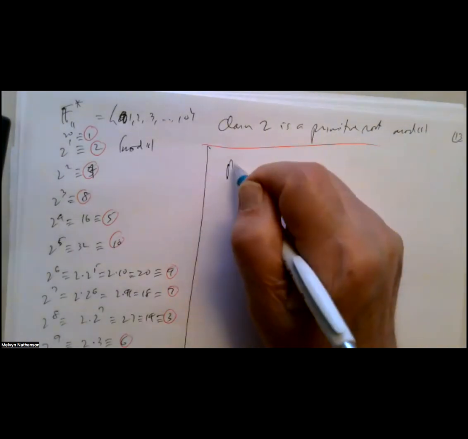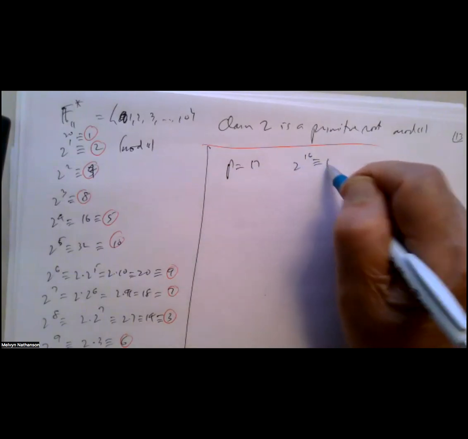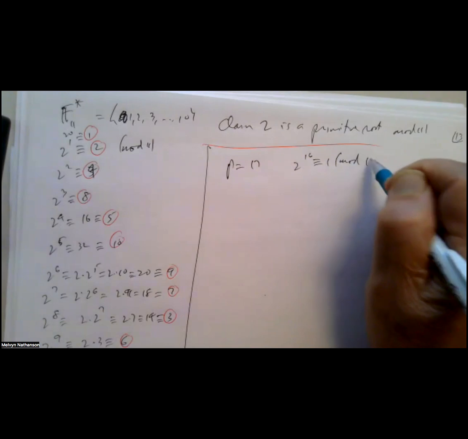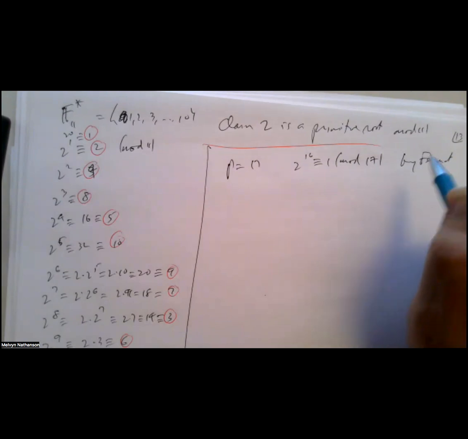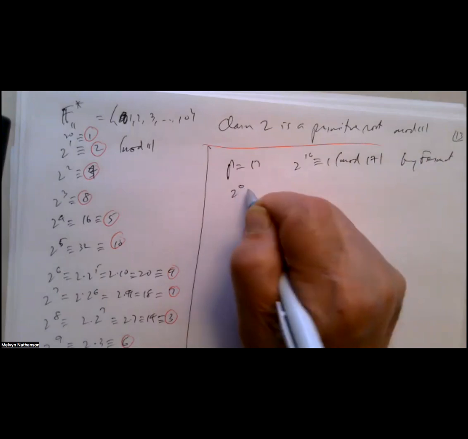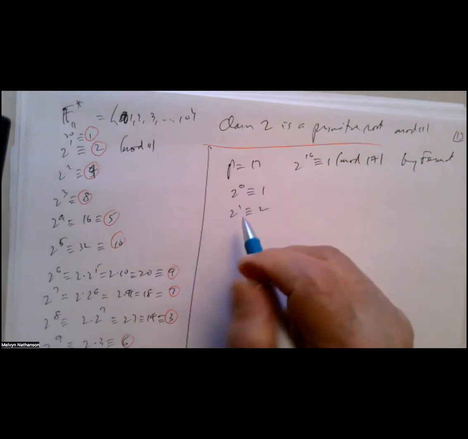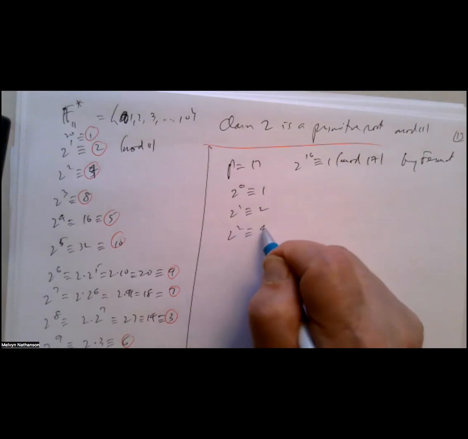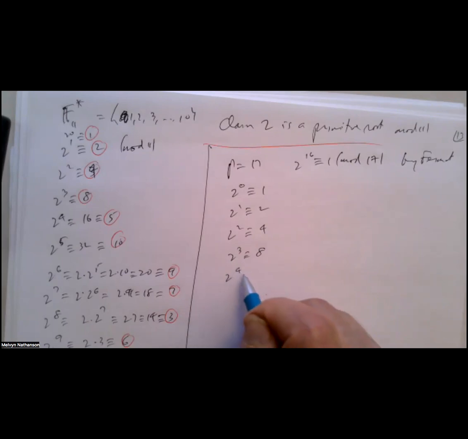Let's take another prime, say p equals 17. So 2 to the 16 is congruent to 1 mod 17, by Fermat's little theorem. Is 2 a primitive root mod 17? Well, let's start to calculate the powers. 2 to the 0 is congruent to 1, of course. 2 to the first power is 2. 2 squared is 4. 2 cubed is 8. 2 to the 4th is 16.